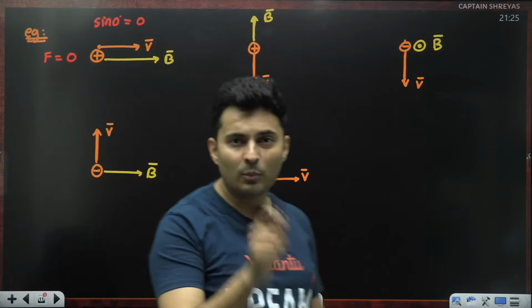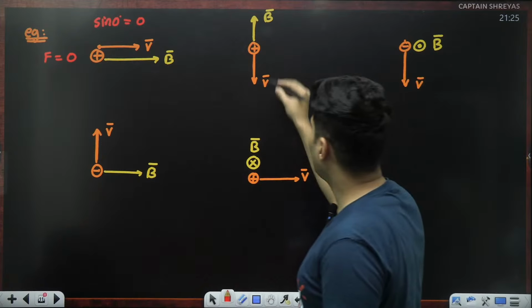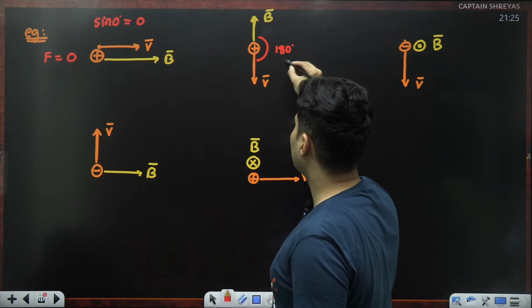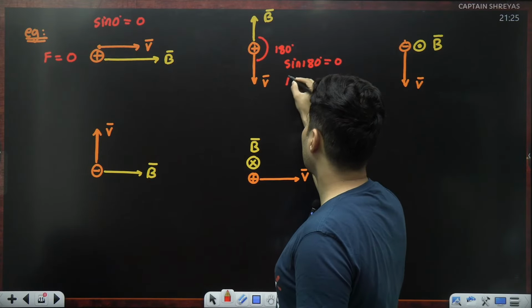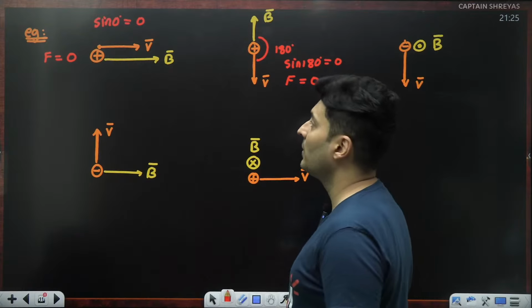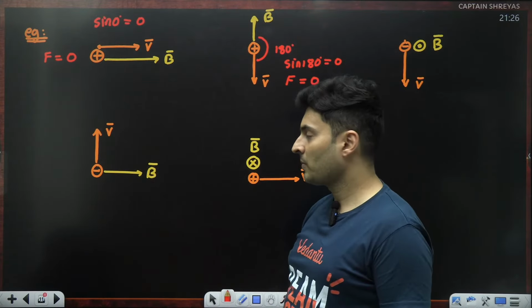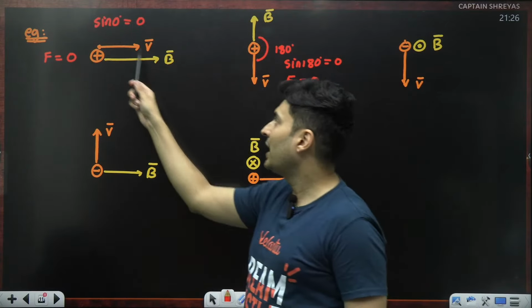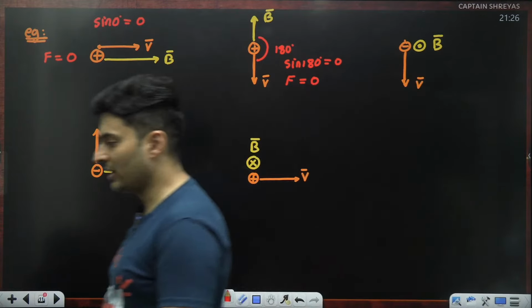In fact, there is one more diagram where the force is not there, and I think it is this one, because if you notice, it is 180 degrees and sine of 180 degrees is also 0. So in this case also the force is 0. So even on charges which are moving, the force can be 0. Just because velocity is there does not mean force will act. If the magnetic field makes 0 or 180 degrees, then gone, no force will act.